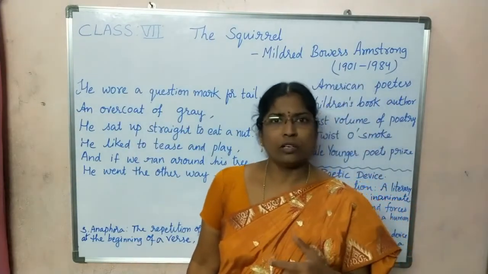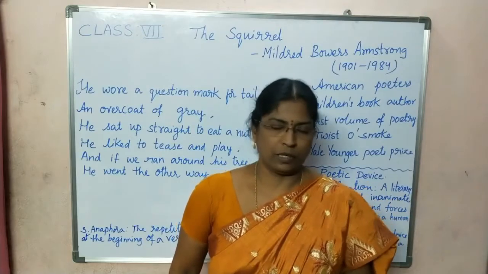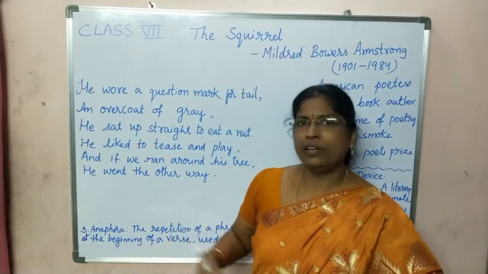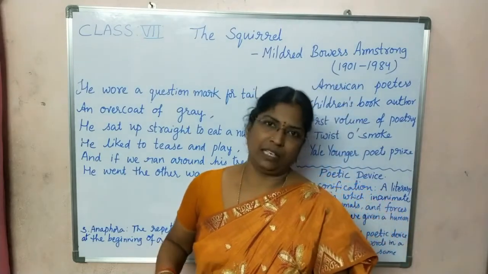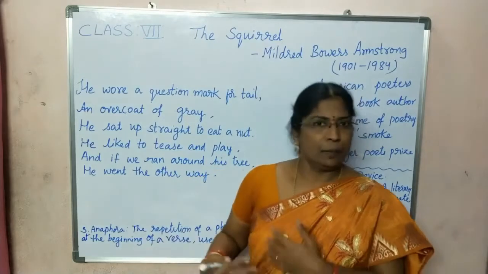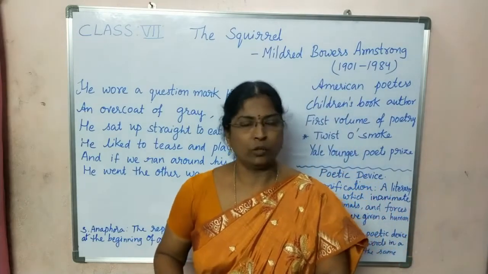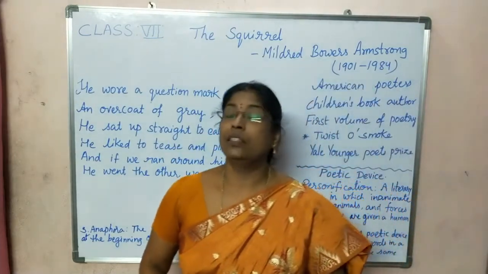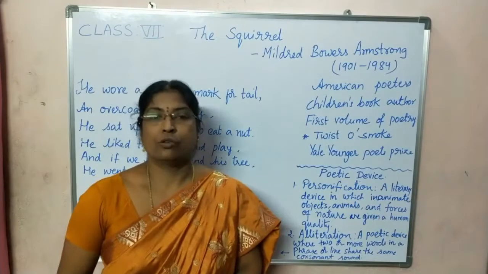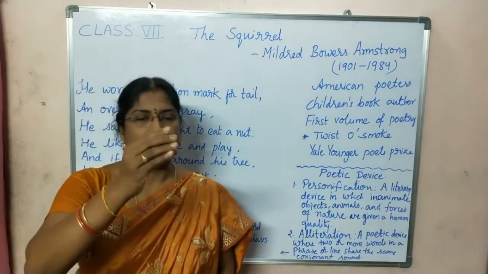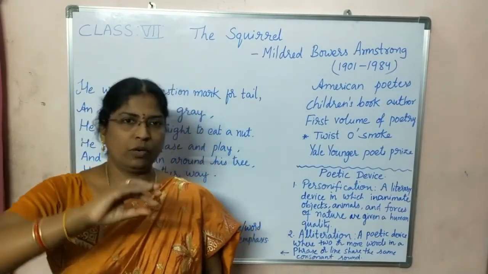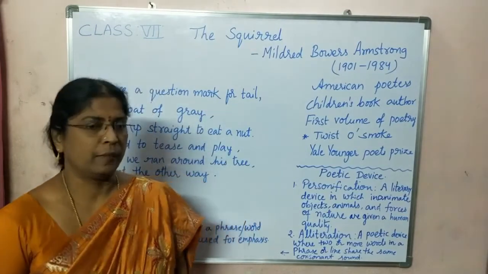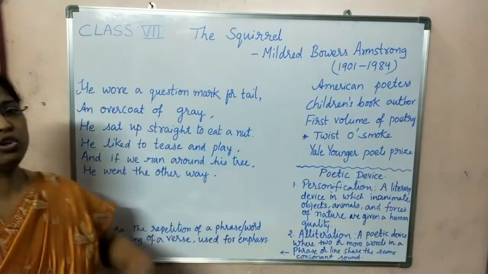"Wore" is naturally used for human beings. He wore a coat or he wore some dress like that. But here, for an animal, we would need to write that it has a tail. Instead of that, she personifies the squirrel and gives it a human quality. So he wore a question mark for tail. You might have observed the tail of the squirrel. The tail raises up and then the tip comes down, and it forms a question mark.